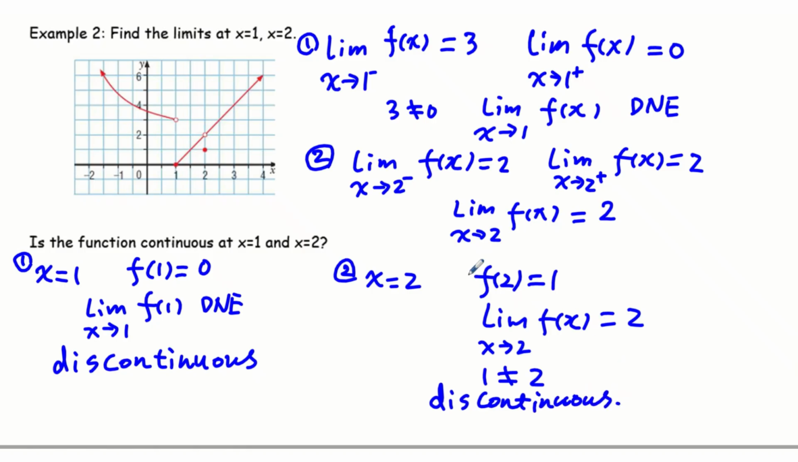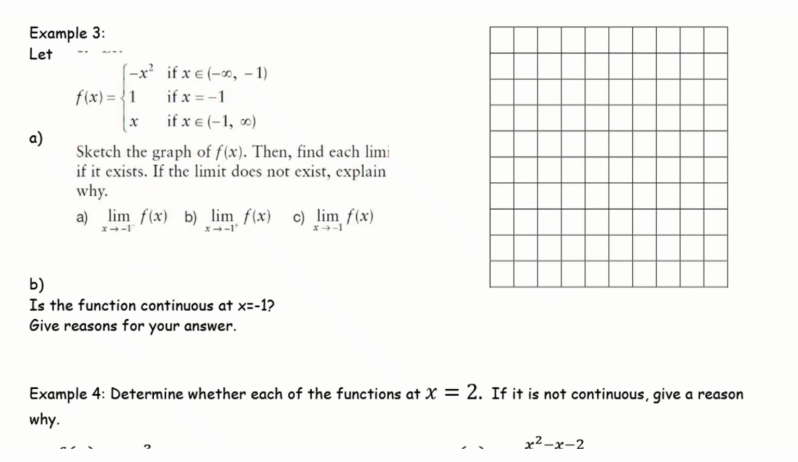So remember 3 steps. Step 1, step 2, step 3. If it passes all the 3 steps, then it is continuous. Otherwise, it's discontinuous. So example 3, it is a piecewise function. In each interval, it has a different expression for this function. So when x is from negative infinity to negative 1, it's negative x squared.